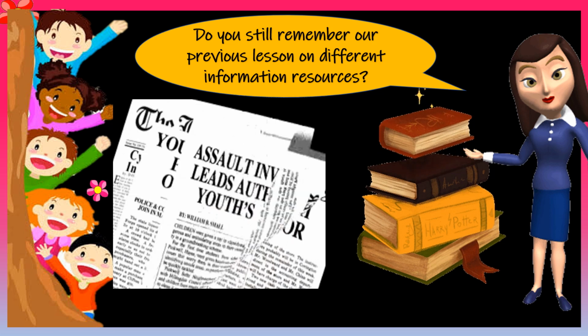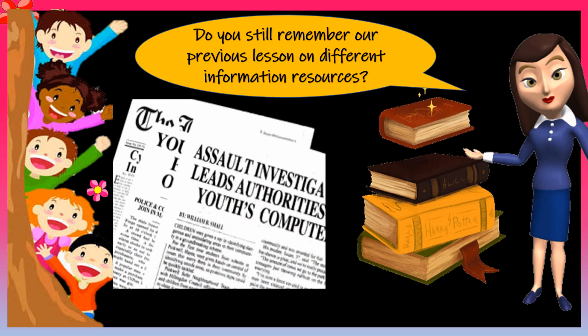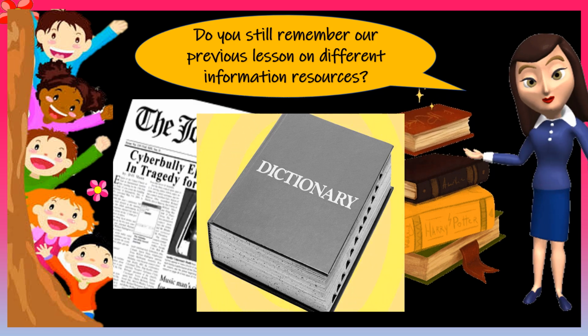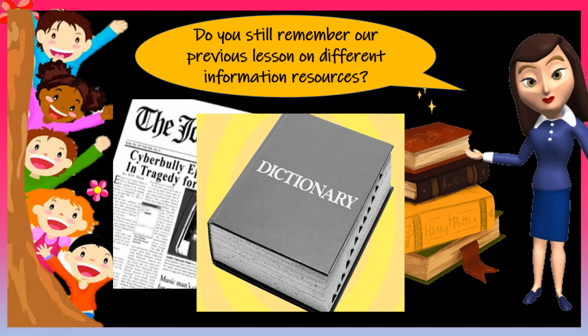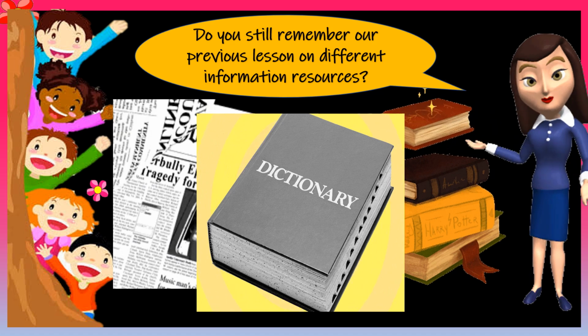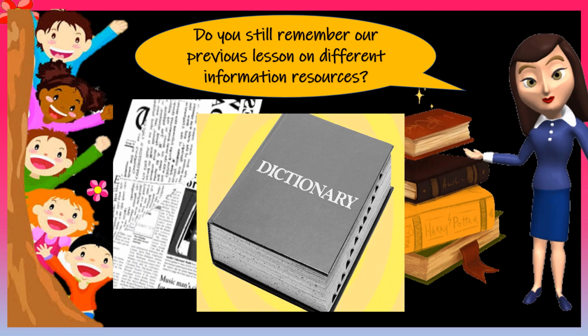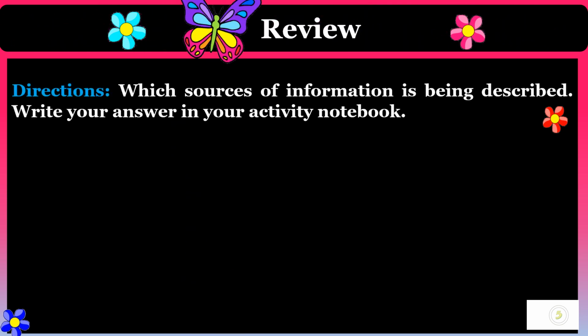How about these? Very good. Those are books. And how about these? It's a dictionary. Great. So, for our review, you're going to choose your answers from these three informational resources: newspaper, books, or dictionary. Are you ready? Alright, let's go. So, which sources of information is being described? Write your answer in your activity notebook, or on a paper beside you, or even in your drill boards. Let's go.